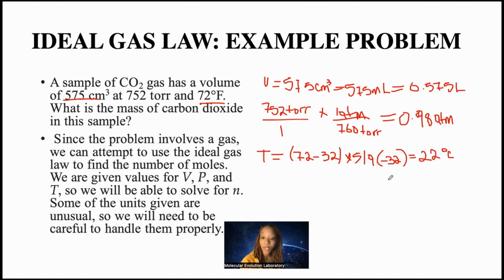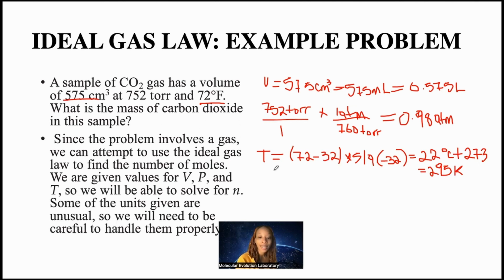So you have to subtract 32, which gives you the degrees in Celsius. To convert this to Kelvin, all you need to do is add 273. This will give us 295 Kelvin. So we know what the volume is in liters, the pressure in atmospheres, and the temperature in Kelvin. Now we need to find the mass of carbon dioxide.